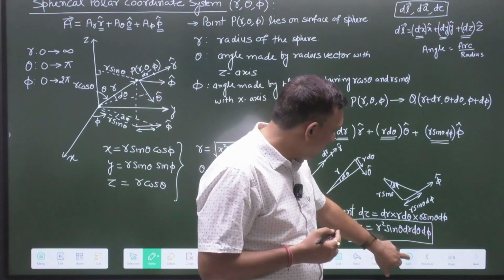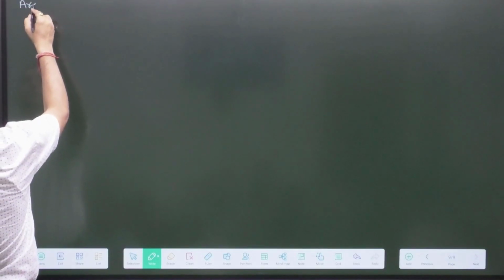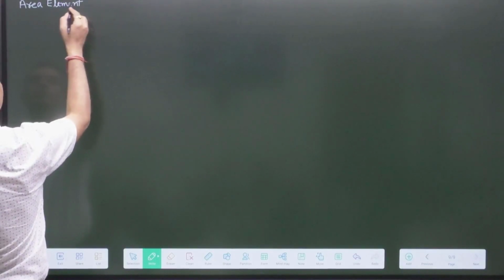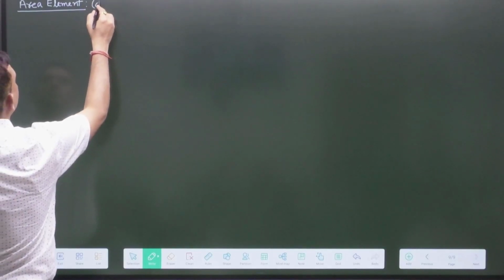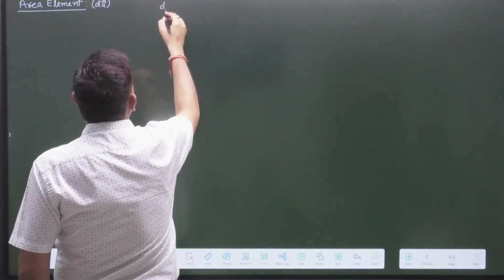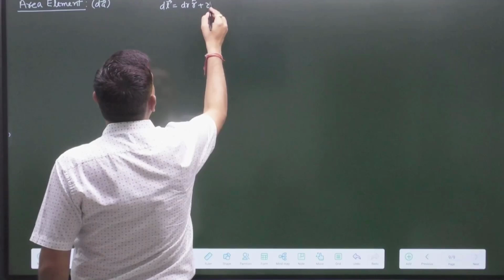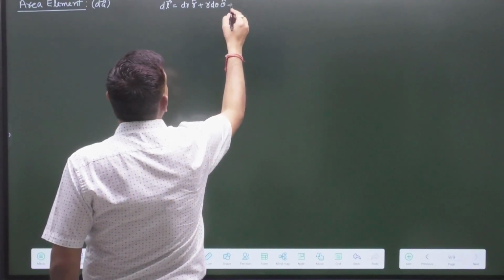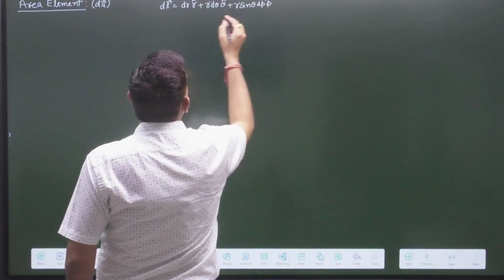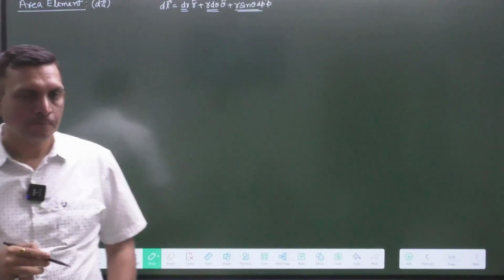Now we will see how to write the area element. So first you should remember the dl vector. dl is dr r cap plus r d theta theta cap plus r sin theta d phi phi cap.